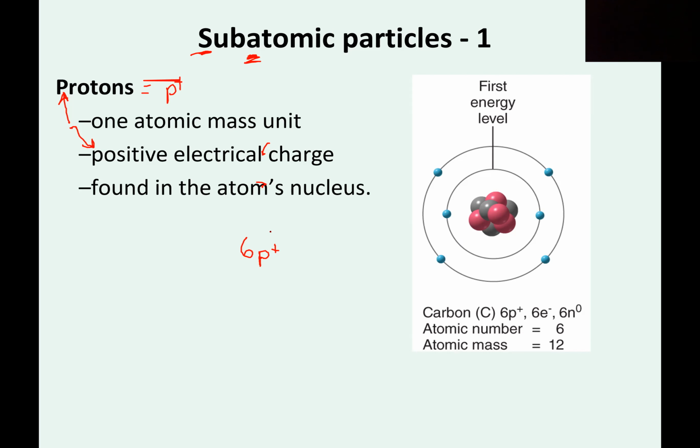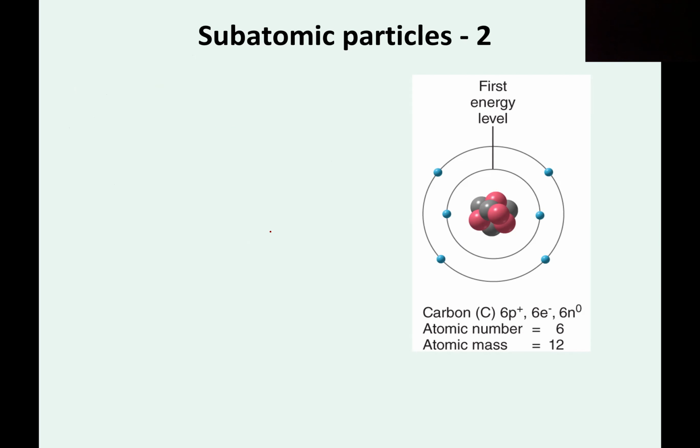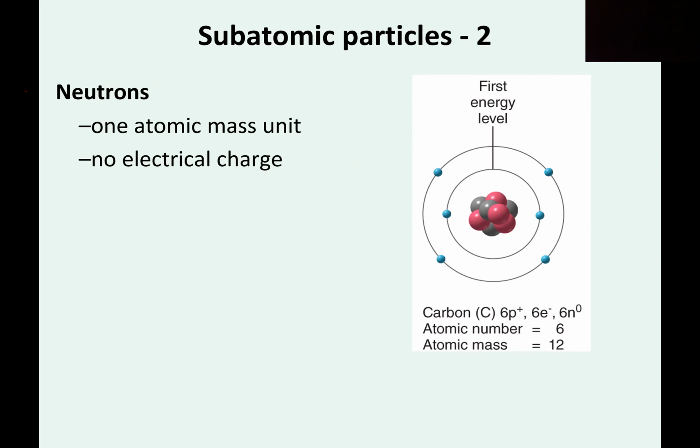Your second type of subatomic particle is a neutron. Neutrons also have 1 atomic mass unit. They have no electrical charge. So again, the N in no goes with the N in neutron. No electrical charge, so neutrons are neutral. They're also found in the atom's nucleus.